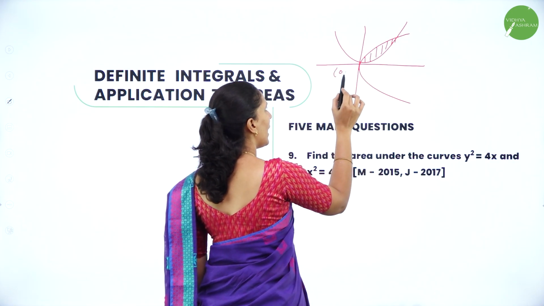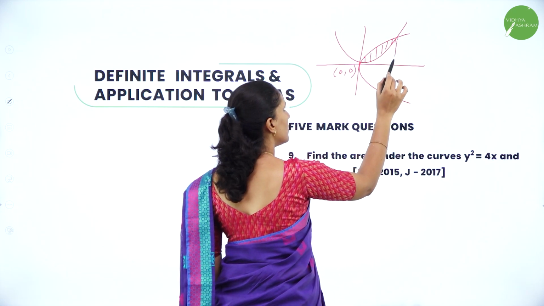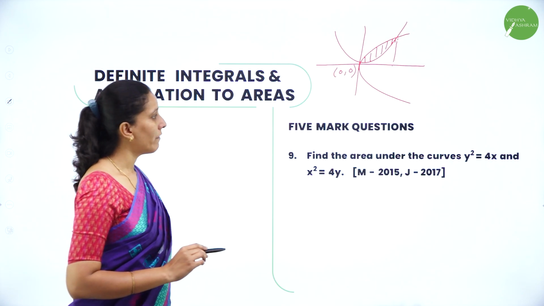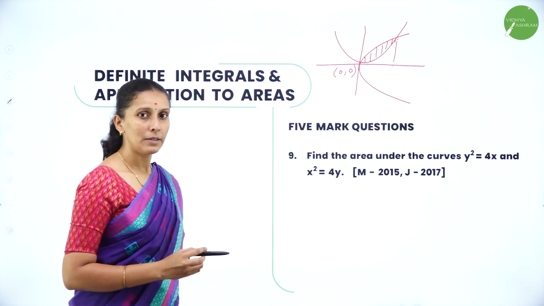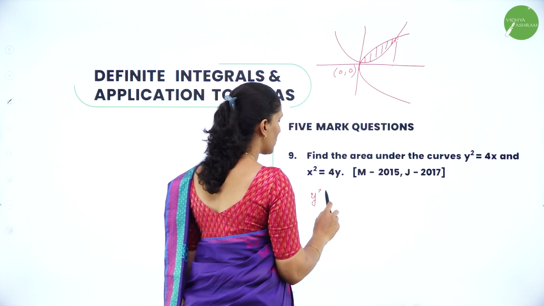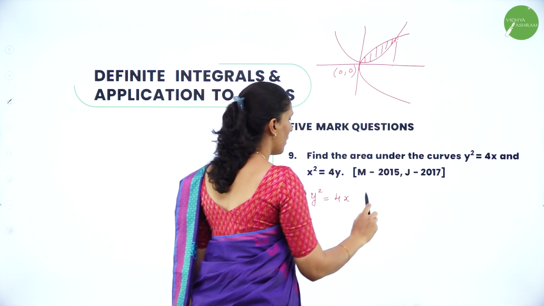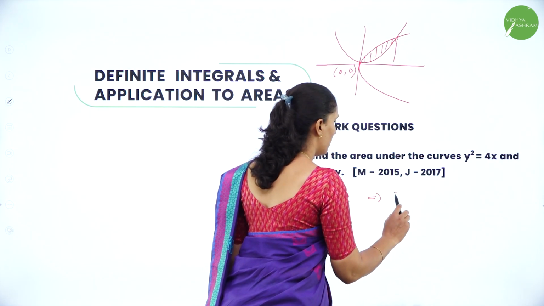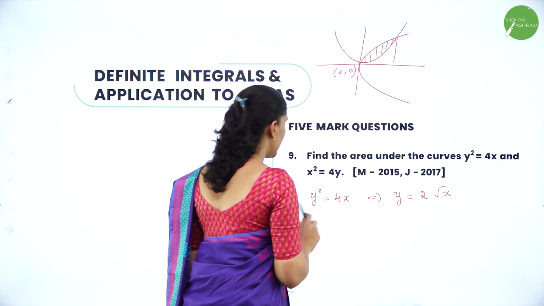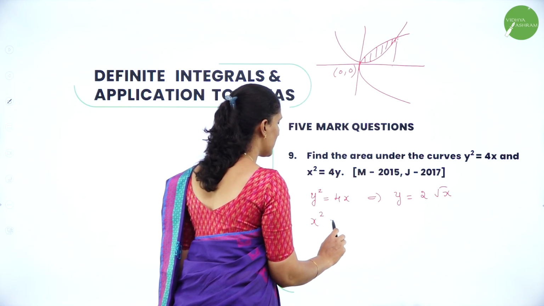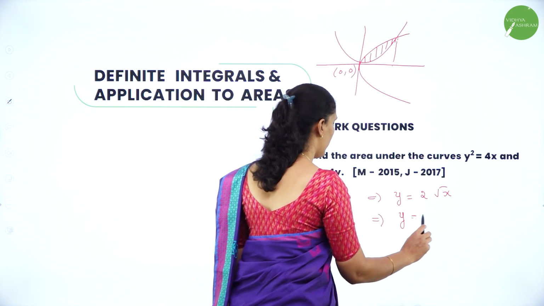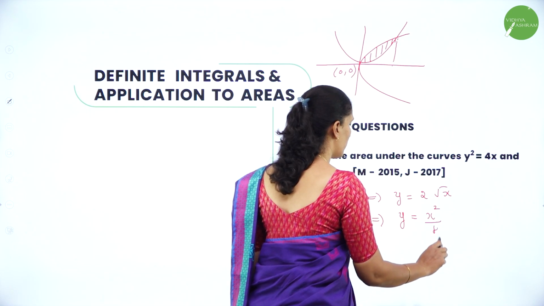So clearly we have two points of intersection. The first point is very clear, that is x is 0, y is also 0. Let's find another point of intersection. Now from this equation we have y square is equal to 4x. We can write here y is equal to 2 root x. Next, in this equation we have x square is equal to 4y, or we can write y is equal to x square by 4.